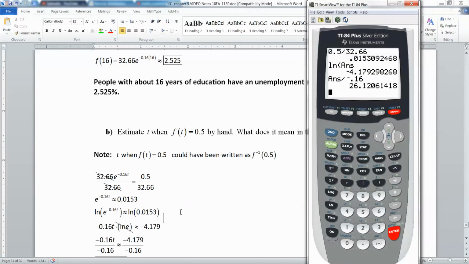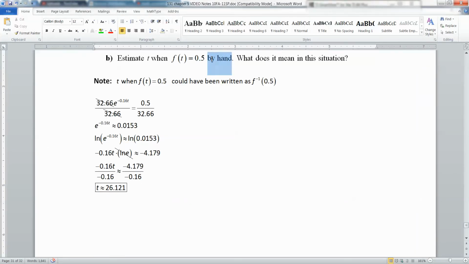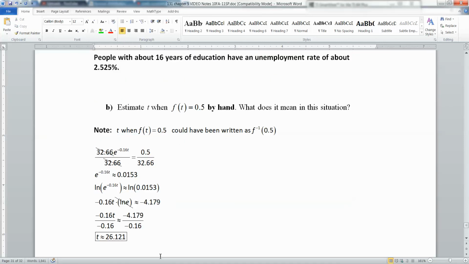Now, I know it said to do it by hand. Everybody sees the by hand. But you can also double check yourself with a calculator. Nothing's going to stop you, right? Now, if you were going to do that, how would it work?